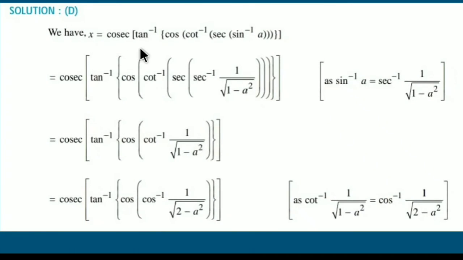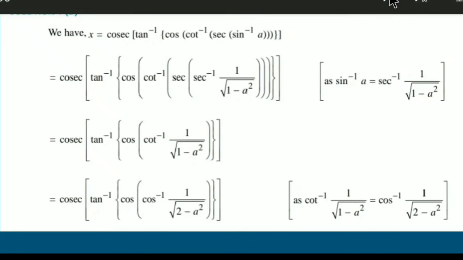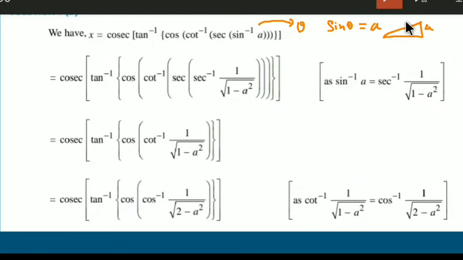To solve x, sine inverse A can be converted into sec like this. Let sine inverse A be theta, which means sine theta is A. If you make the triangle here, that is A upon 1, and the other side is under root 1 minus A square, the square of the hypotenuse minus the square of the altitude, by applying the Pythagoras theorem.